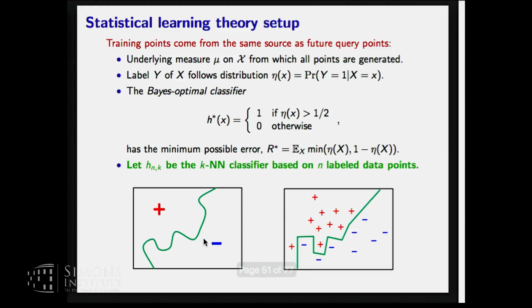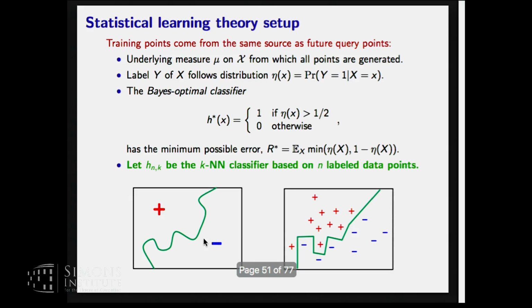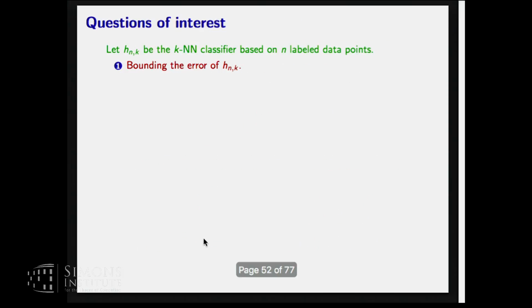So we're going to be looking at the k nearest neighbor classifier based on n labeled points, which is hopefully some discrete approximation to that boundary. What we're hoping is that as n grows, this converges to that. So what are some questions of interest? One thing we'd like to do is to bound the error of this: how much worse is this than that?